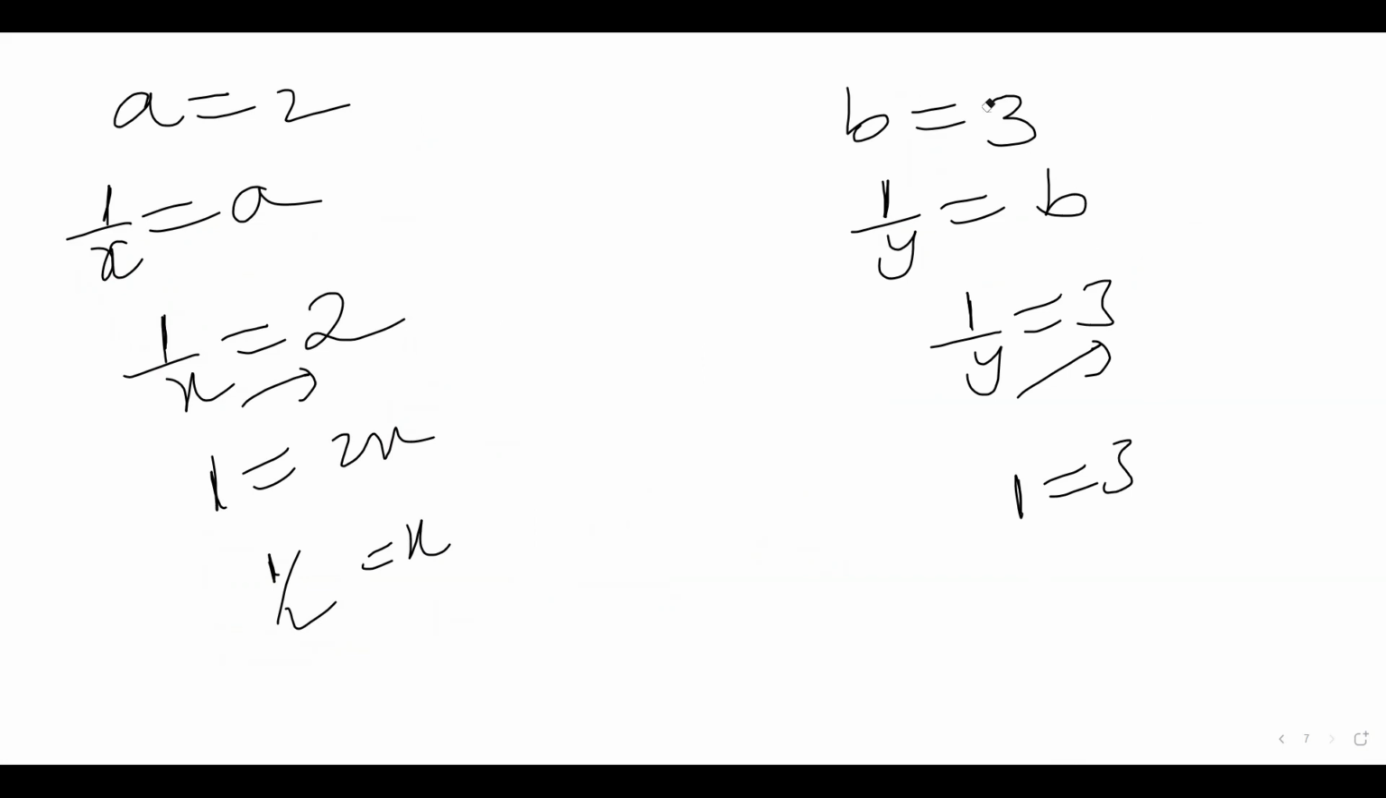3y. Y is equal to again 1 by 3. So x is equal to 1 by 2, y is equal to 1 by 3 is our final answer.